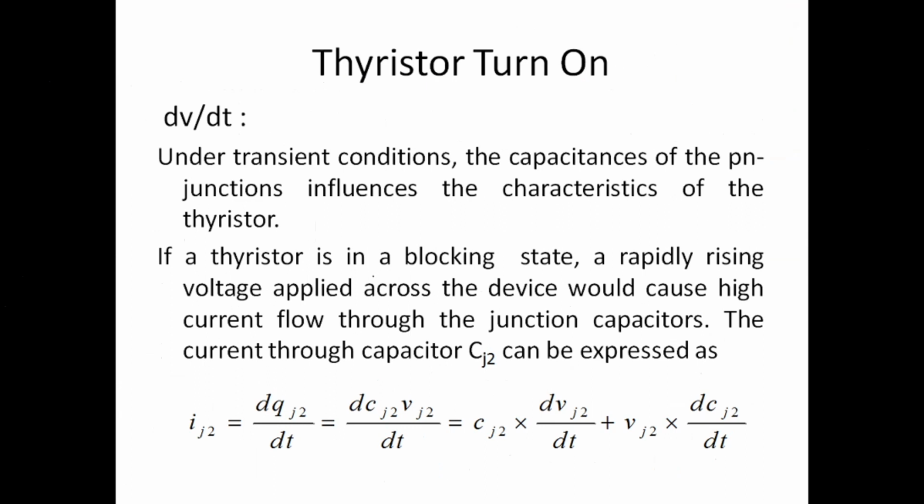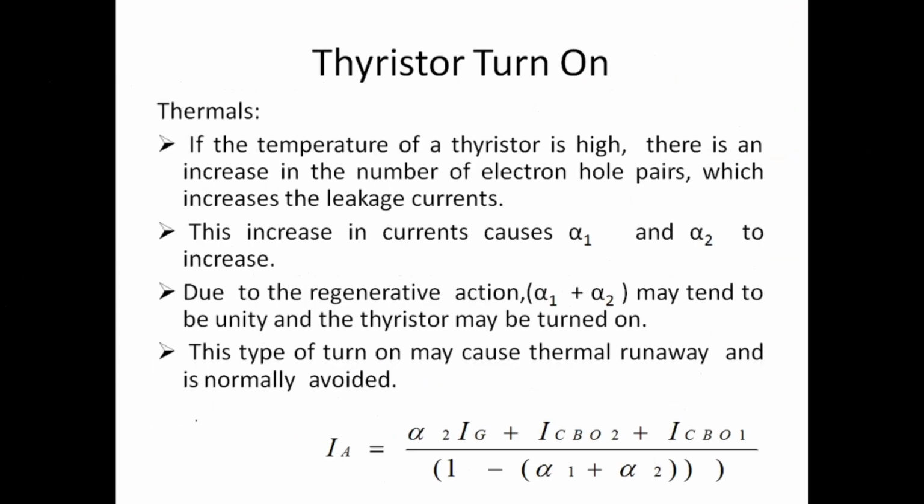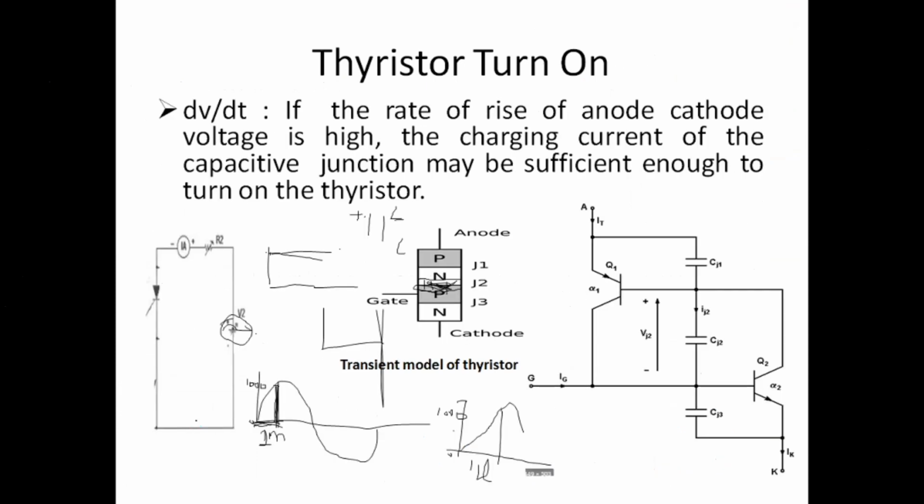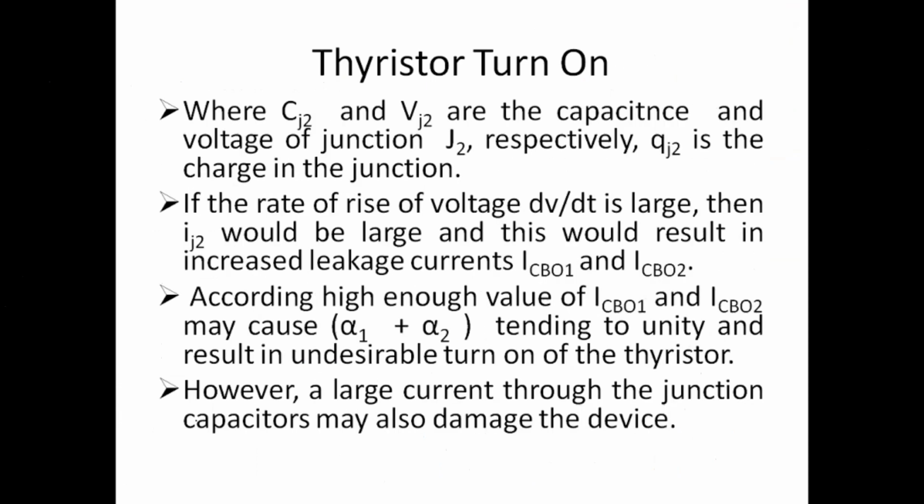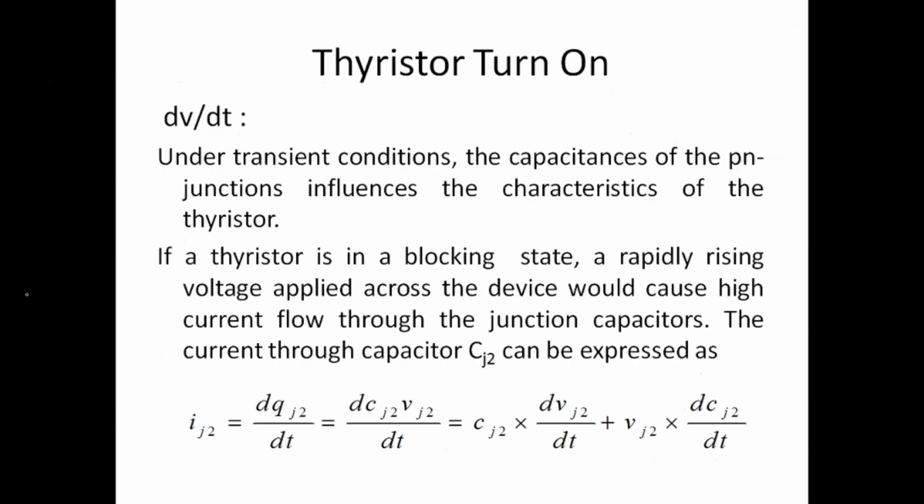If a thyristor is in blocking state, a rapidly rising voltage applied across the device would cause high current flow through the junction capacitors. The current through capacitor Cj2 can be expressed. Cj1 and Cj3 play a very small role, so we need to concentrate on Cj2. So what is the current through Cj2?